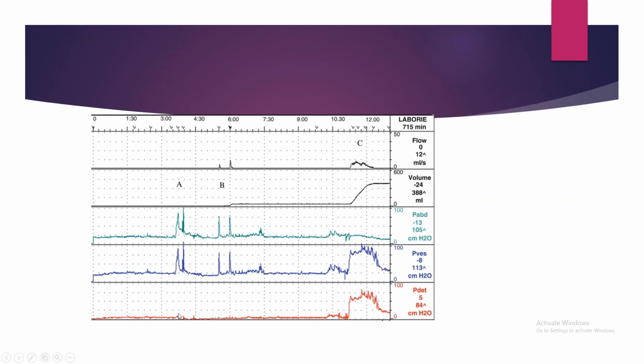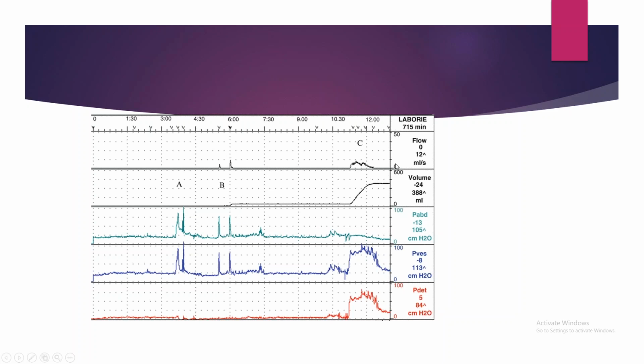Now again this graph. One phase or both phases? Both phases. Very good. Pressures are zeroed, almost near to zeroed. With cough, there is a rise in the abdominal and vesical pressure simultaneously. That means the recording is normal. Is any leak there? Can you see here a small leak is there? Got it? With cough, a leak is there. So this is urodynamic stress incontinence. So this is the filling phase.